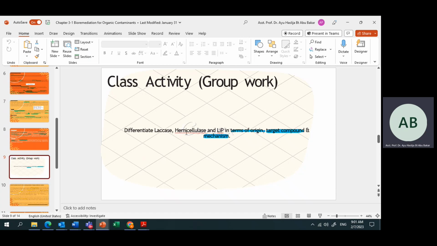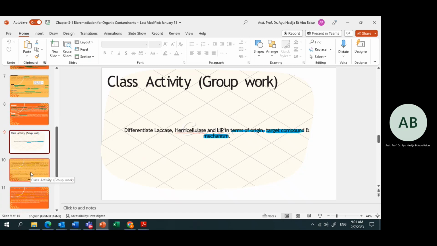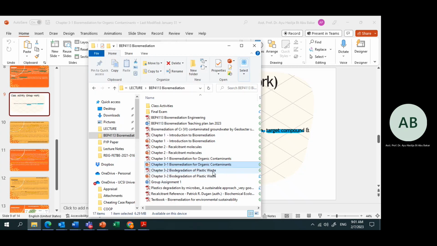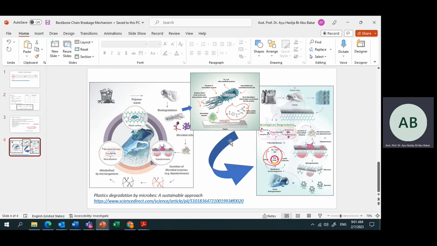Hemicellulase on the hemicellulose, right? Laccase on what? Okay, go through it again. Plastic waste, as we learned just now, the summarized mechanism. This one. Once you understand this figure, then it should be okay already.